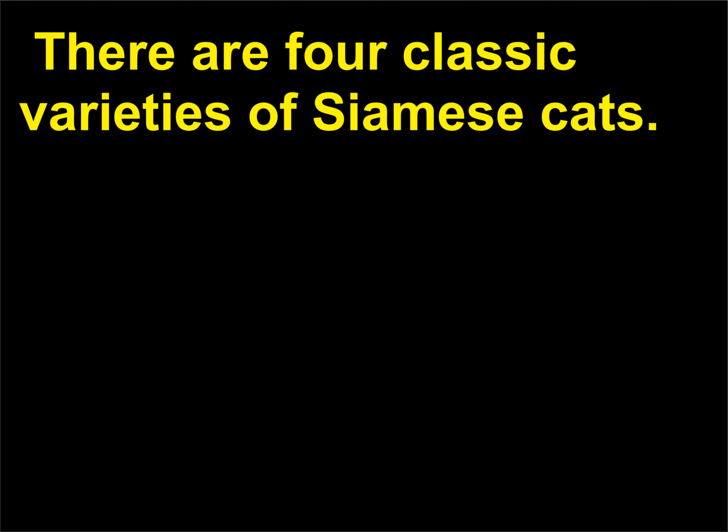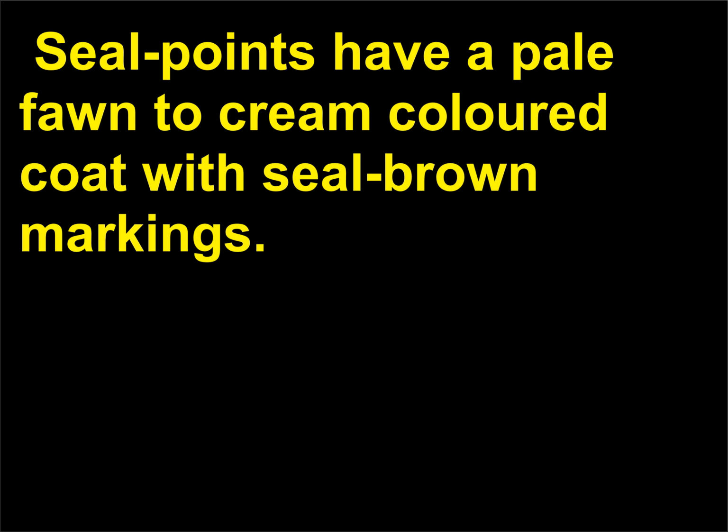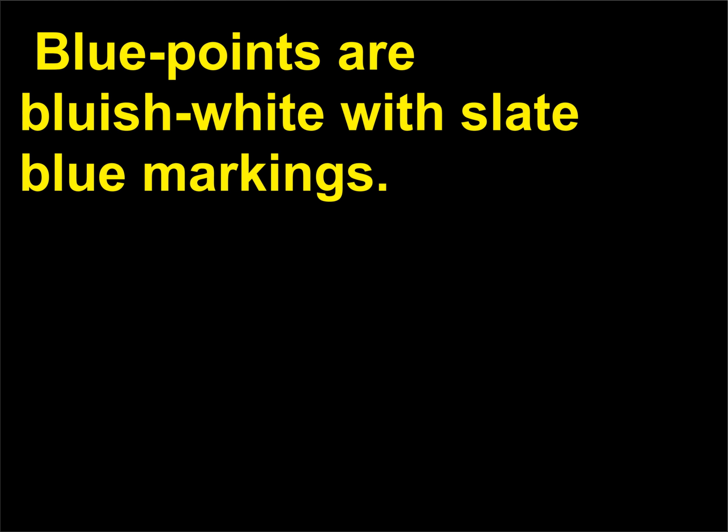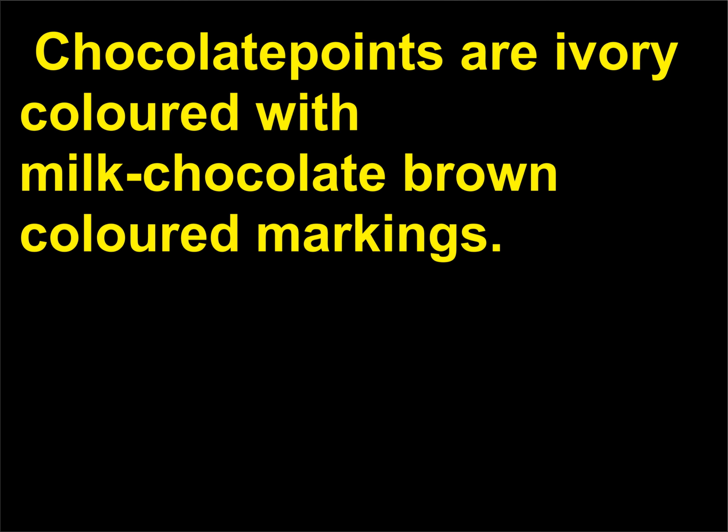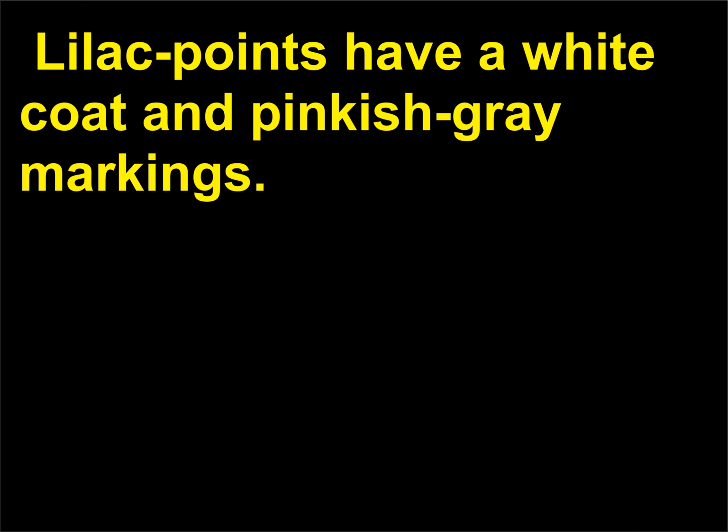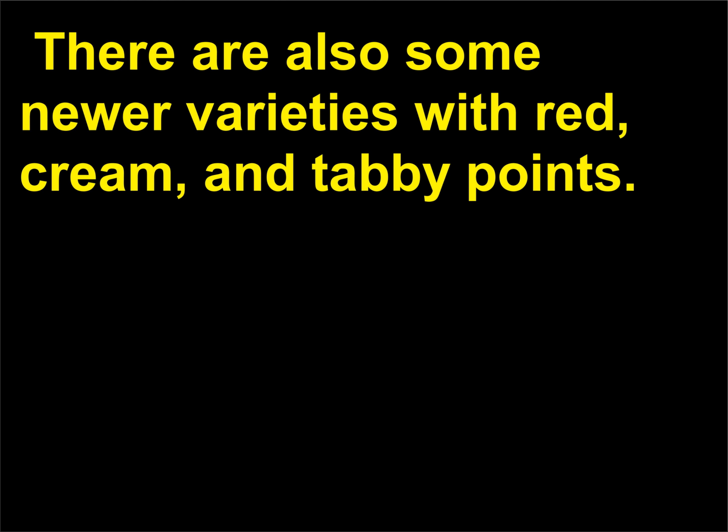There are 4 classic varieties of Siamese cats. Seal points have a pale fawn to cream-colored coat with seal brown markings. Blue points are bluish-white with slate blue markings. Chocolate points are ivory-colored with milk chocolate brown-colored markings. Lilac points have a white coat and pinkish-gray markings. There are also some newer varieties with red, cream, and tabby points.